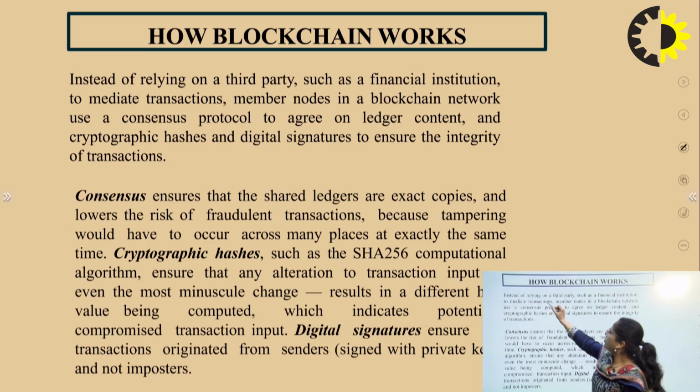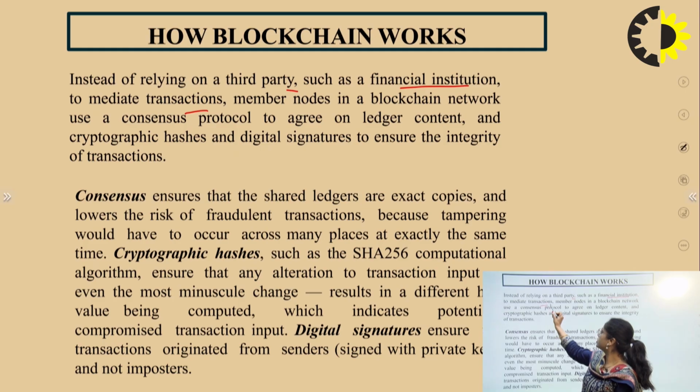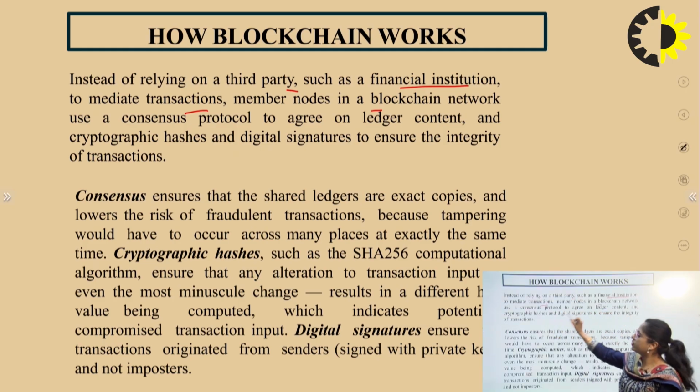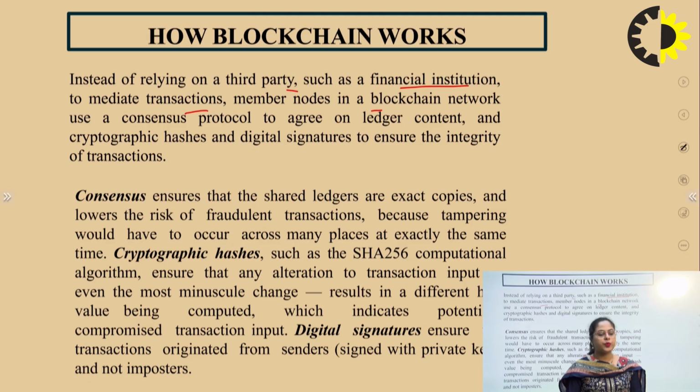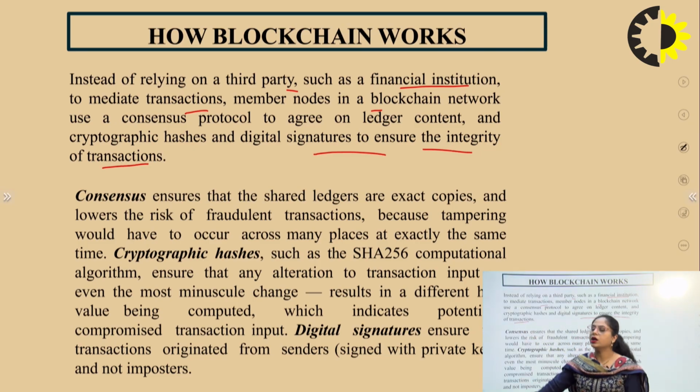Instead of relying on third parties such as financial institutions to mediate transactions, member nodes in a blockchain network use a consensus protocol to agree on the ledger content, and cryptographic hashes and digital signatures to ensure the integrity of the transactions. To maintain the integrity of the transactions, the hash value and the digital signature are used to authenticate the user, to give access only to the authorized user.